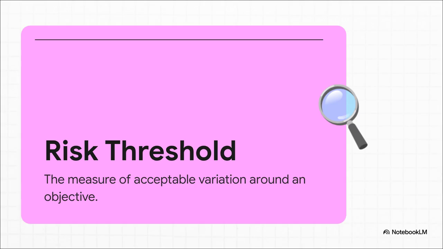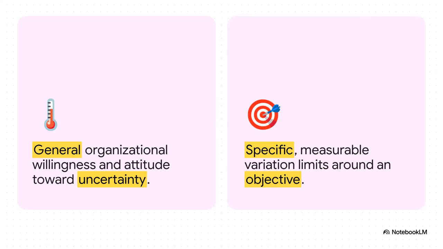It is your line in the sand. So maybe your org is totally cool with a cost variance of, say, plus or minus 5%. But the second it hits 6%, boom, immediate escalation to upper management. These two get confused all the time, so let's break it down.